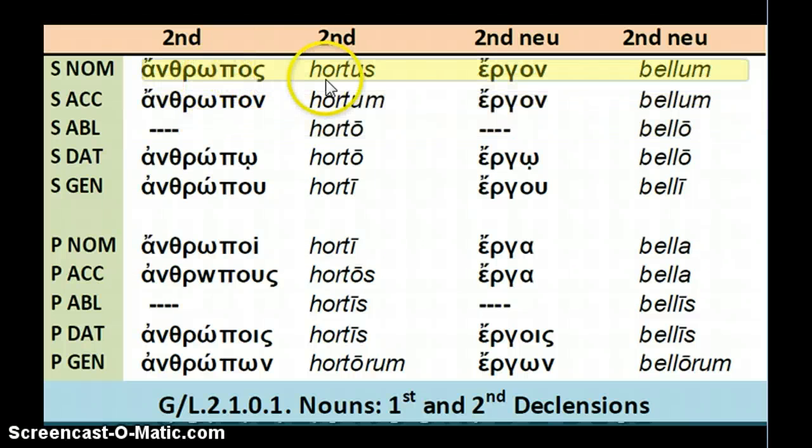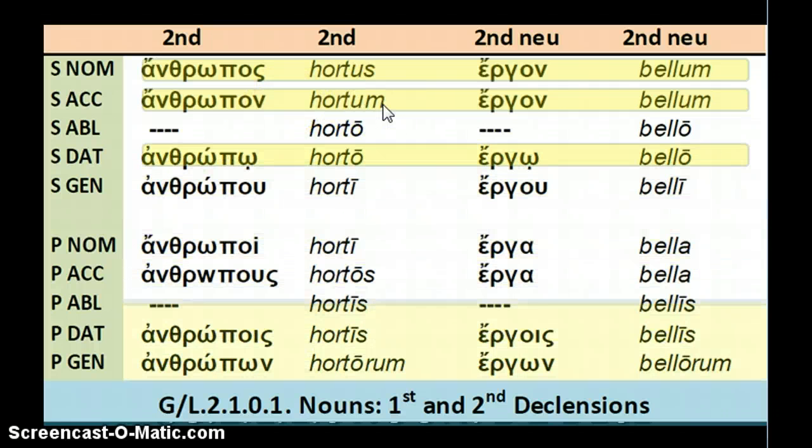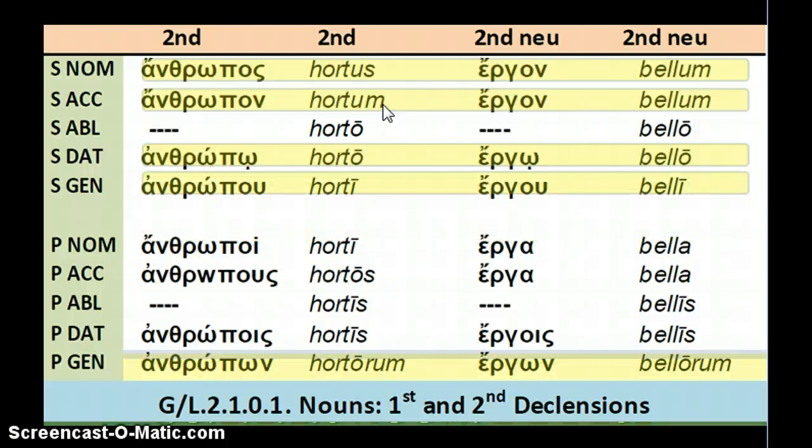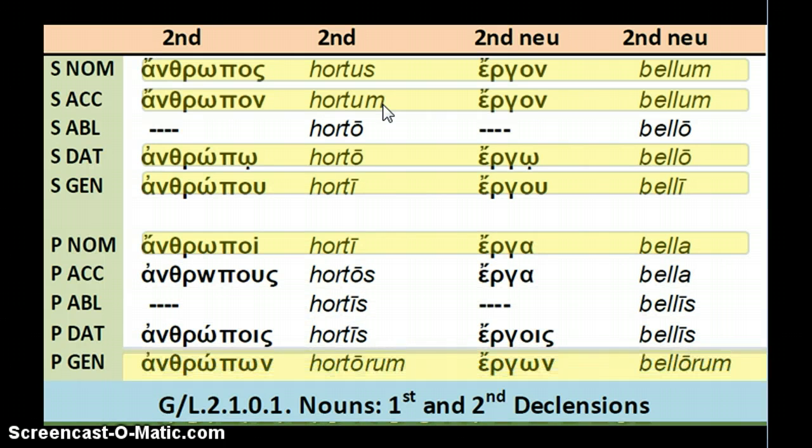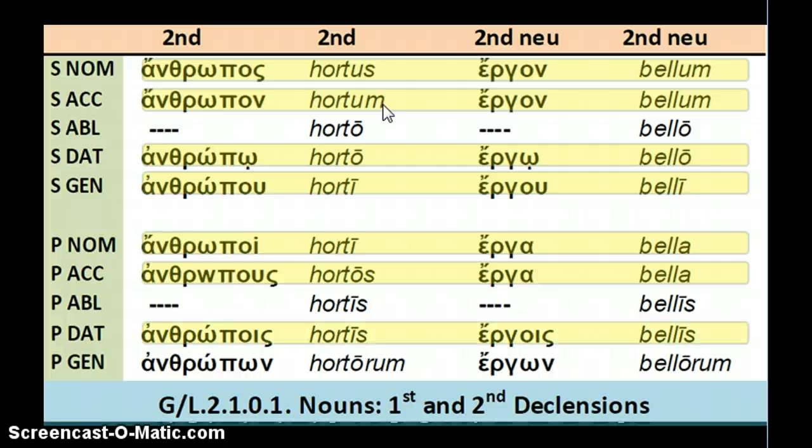Straightforward. Anthropos, hortus. So instead of us, you have an os. Anthropon, hortum. So instead of um you have an on. Anthropo, horto, anthropoi, horti, anthropous, hortos, anthropois, hortis, and so on and so on. Neuter plural, ergon, bellum, ergo, bello, ergou, belli, erga, bella. So in other words, you know this already. This gives you a chance to reinforce and strengthen your Latin noun declensions and then add the Greek on.